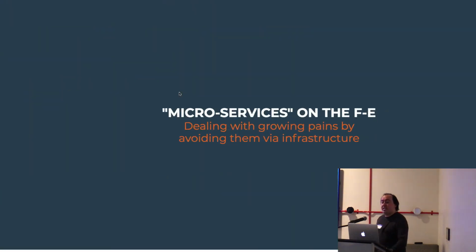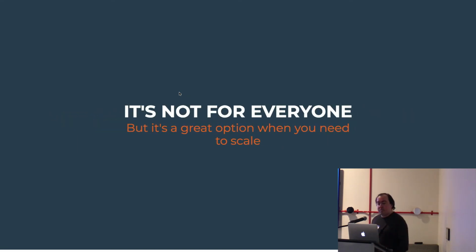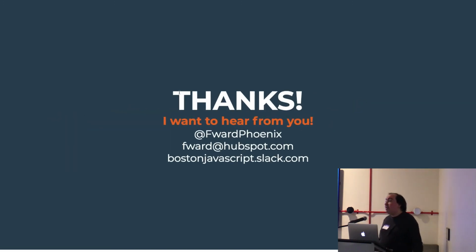So let's wrap this up now. Microservices on the front end, I use quotes because some of our apps are pretty large. They're just not as large as they would be. And that's a way to deal with growing pains when you're trying to scale, just by abusing what infrastructure can give you. It's not for everybody. I mentioned some of the trade-offs, but it's an option to consider as an opposition, so to speak, or as an alternative to monorepos. And that's basically what I've got.